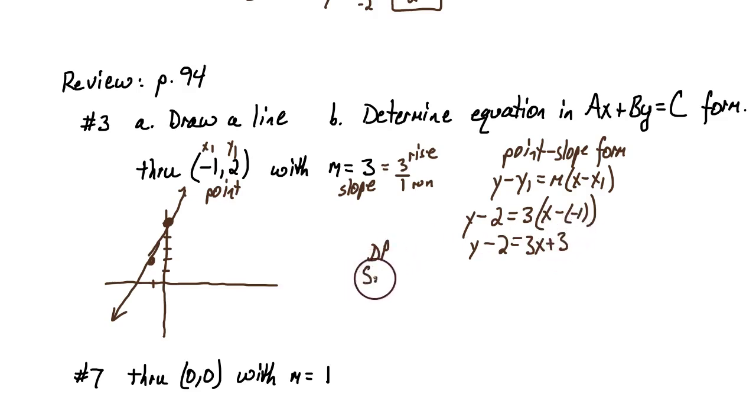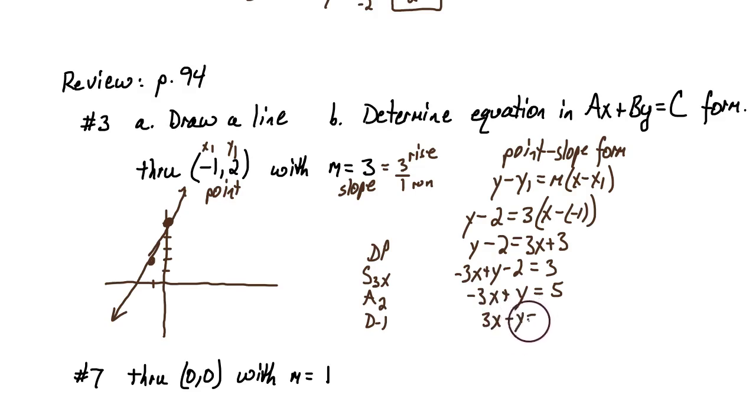Next, let's subtract 3x from both sides. We get negative 3x plus y minus 2 is equal to 3. Now add 2 to both sides. Negative 3x plus y is equal to 5. Finally, make a positive leading coefficient by dividing everything by negative 1. 3x minus y equals negative 5.